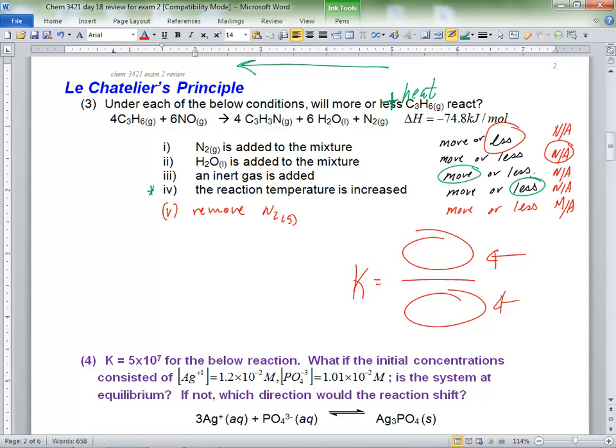Remove nitrogen gas. Will more or less C3H6 react? More. Okay, are you okay with that?